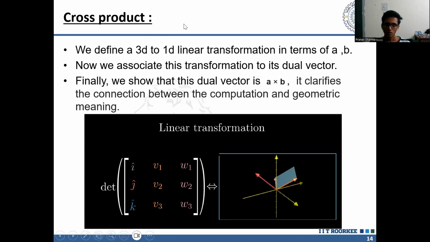Now finally, let's talk about cross product. We define a 3D to 1D linear transformation in terms of A and B. To get a better understanding of that determinant, we define a 3D to 1D linear transformation. Now we associate this transformation to its dual vector. And finally, we show that this dual vector is A cross B. It clarifies the connection between the computation and geometric meaning. Means these are the steps that we will follow in the upcoming slides. So this is just an overview.